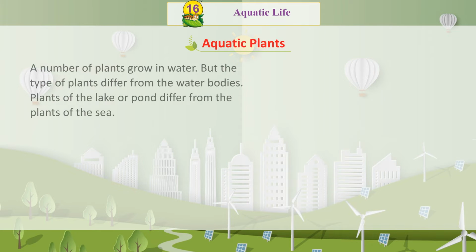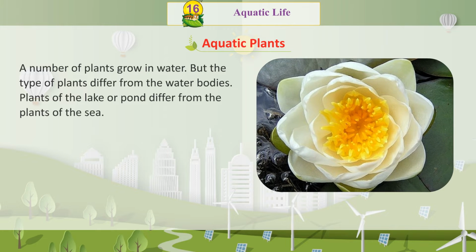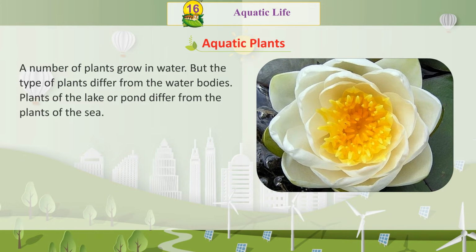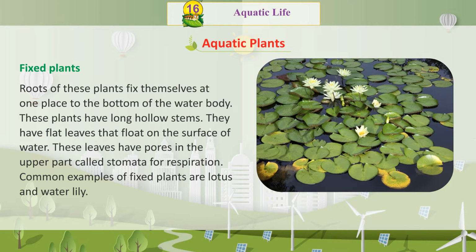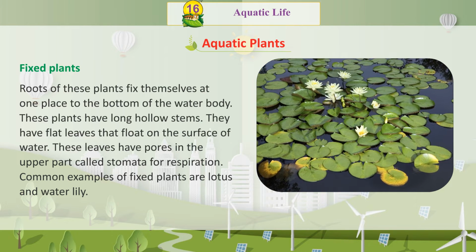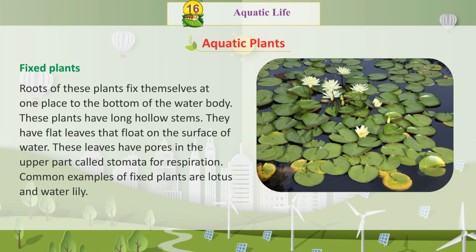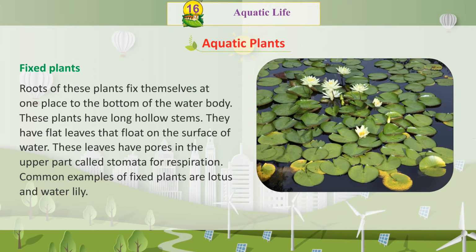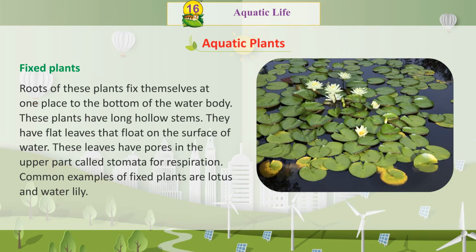Aquatic plants. A number of plants grow in water, but the type of plants differs with the water body. Plants of the lake or pond differ from the plants of the sea. Fixed plants. Roots of these plants fix themselves at one place to the bottom of the water body. These plants have long hollow stems. They have flat leaves that float on the surface of water. These leaves have pores in the upper part called stomata for respiration. Common examples of fixed plants are lotus and water lily.